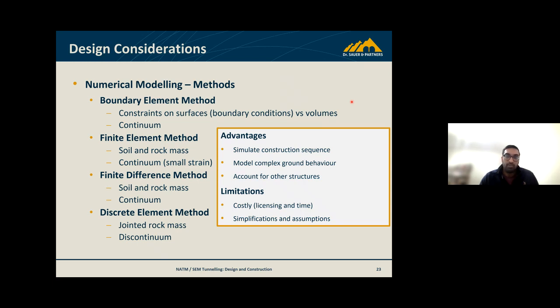Those are what clients and the construction team need to see in order to give them the confidence to go ahead and excavate whatever tunnel you're proposing. The main limitations, though, is it's very costly. Time and the software, I suppose, and some of those assumptions and simplifications can introduce complexities, as you make assumptions that aren't necessarily true to what's happening in the real case.